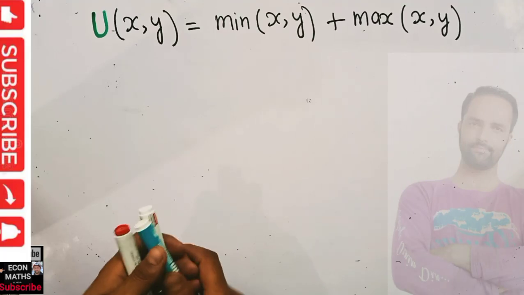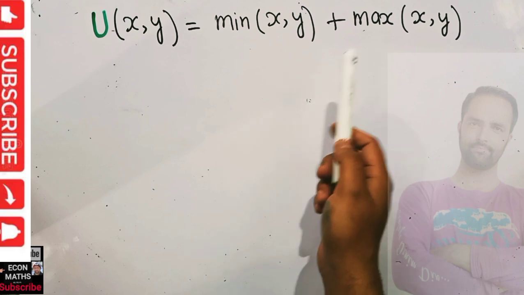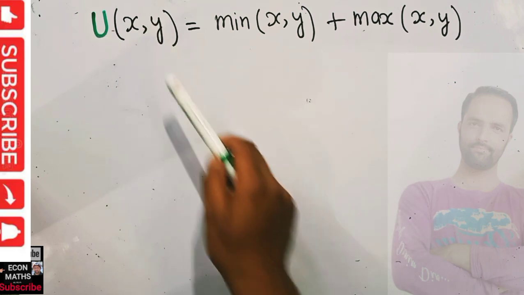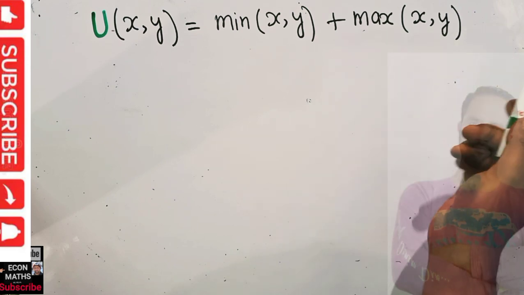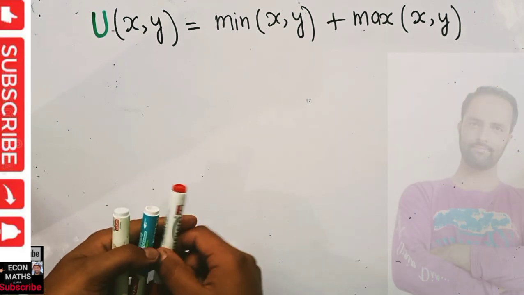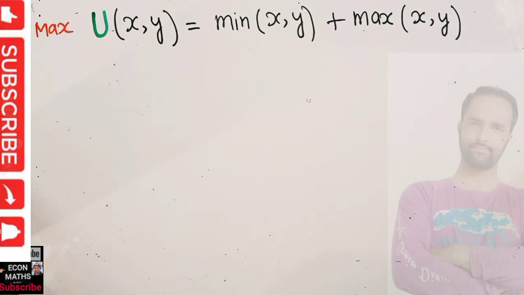In this video, we will solve a problem on how to optimize a utility function which is given by U(x, y) equal to minimum of x, y plus maximum of x, y. Let us say we want to maximize this utility function.